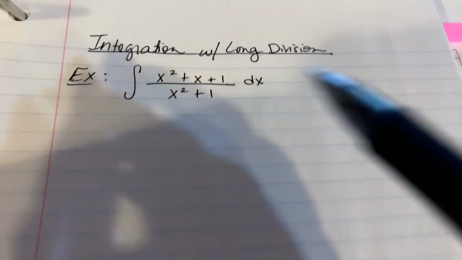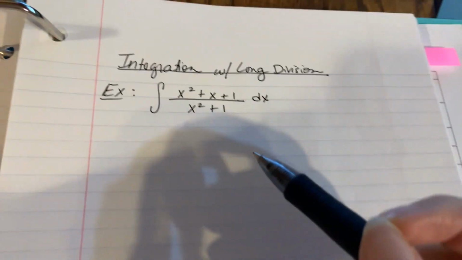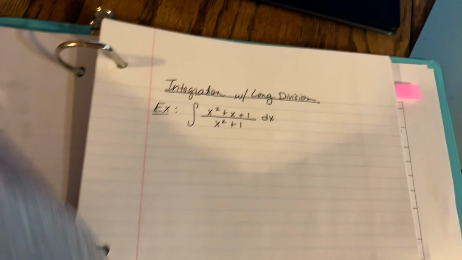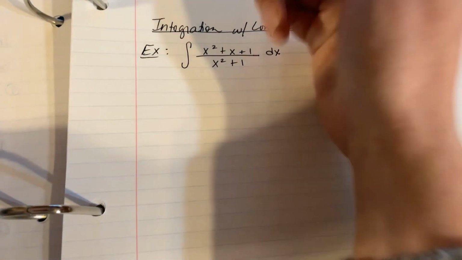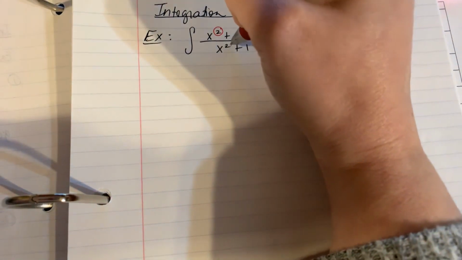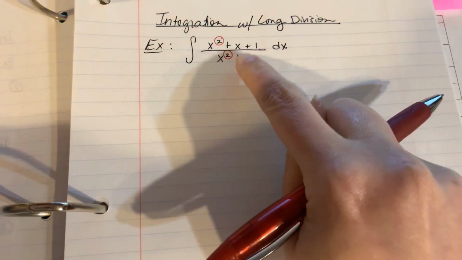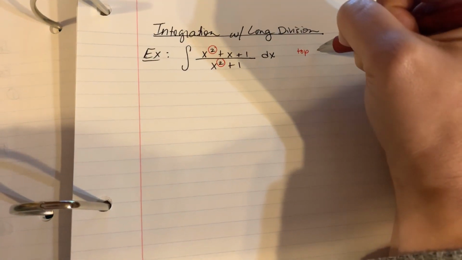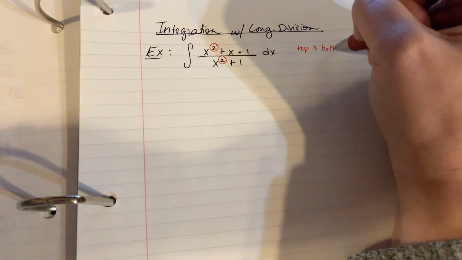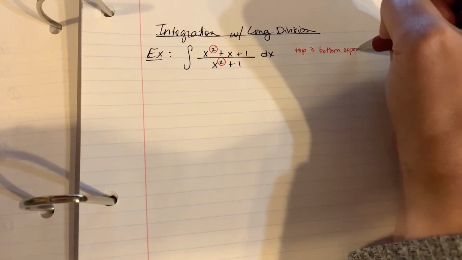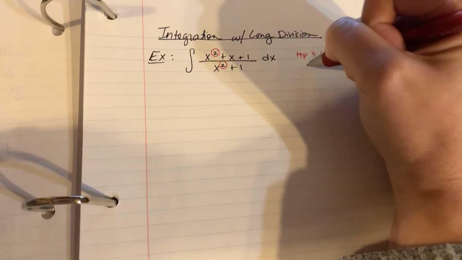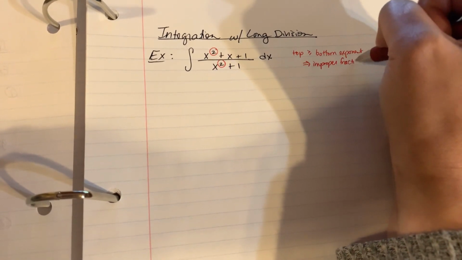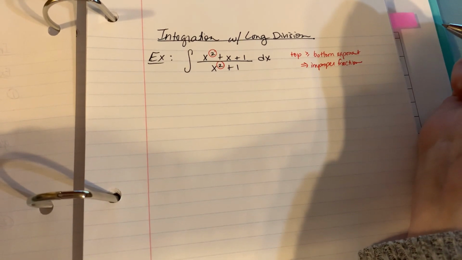Long division is not my go-to. Neither is completing the square. But if you see that it's an improper fraction, so do you see how this is x squared and this is an x squared? So if the numerator is larger or the same as, so the top is greater than or equal to the bottom exponent, then it's an improper fraction. So we're going to use long division, okay?